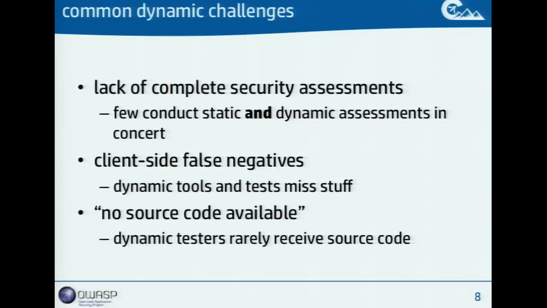There's the quote: there's no source code available. Maybe this is because the deployment team doesn't work as close with the application team or development team, and they don't have the source code. Maybe it was developed by a third party, and that third party doesn't want to release their source code. Whatever the case, it seems that dynamic testers very rarely receive source code for analyzing.